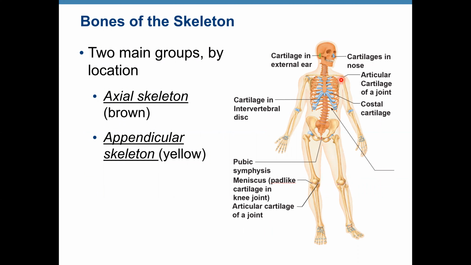So if you look at this diagram over here, you can see that the skeleton is divided into two main groups by location, and it includes axial skeleton, shown here in brown, and appendicular skeleton, shown here in yellow. Skeletal system also includes cartilages, shown here in green color, this blue color. And also another part of skeletal system are ligaments. And what ligaments do, they connect bones to other bones.